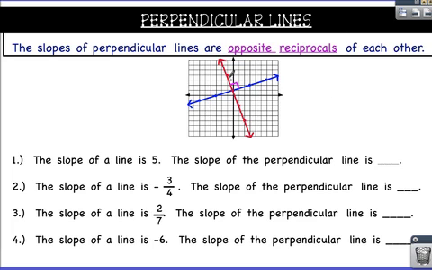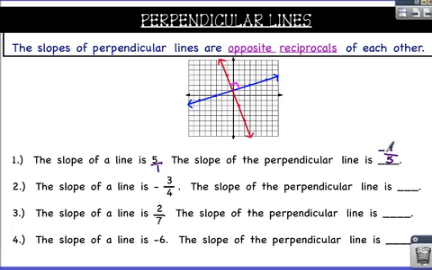So for example, if the slope of a line is 5, then for the slope of the perpendicular line, we'd have to take the opposite, so we know it's negative, and we have to take the reciprocal. So if 5 is the same as 5 over 1, then the reciprocal would be 1/5. So if the slope of a line is 5, then the slope of the perpendicular line is negative 1/5.